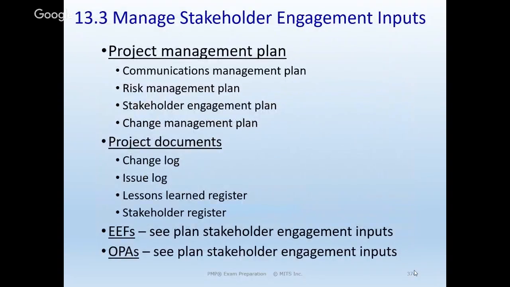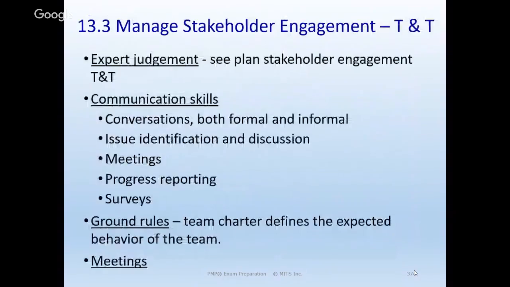So from the big plan, now we do have the plan put together. So communications, risk, stakeholder, and change management plans will be put together. Our change log, issue log, and the risk and lessons learned register, or stakeholder register, will be more complete now. Enterprise environmental factors, OPAs, is going to be very similar to what we saw in the plan engagement inputs. Tools and techniques, very similar to what we saw in plan stakeholder management or engagement. Say management once in a while because that's the term that we used to have in there.